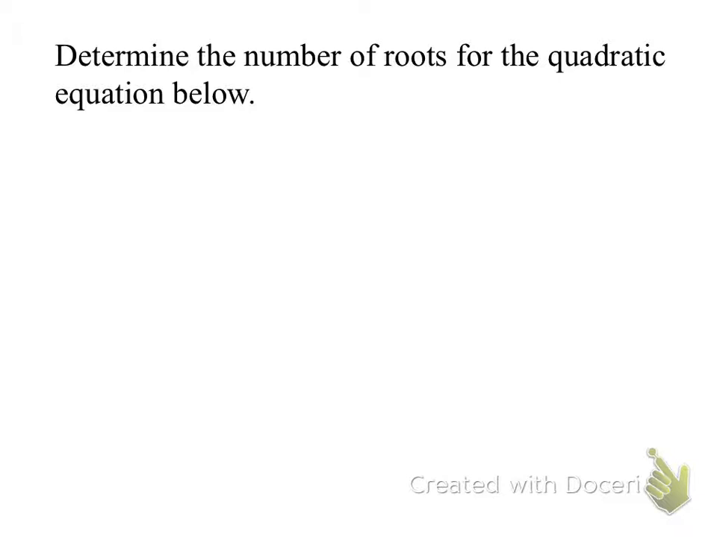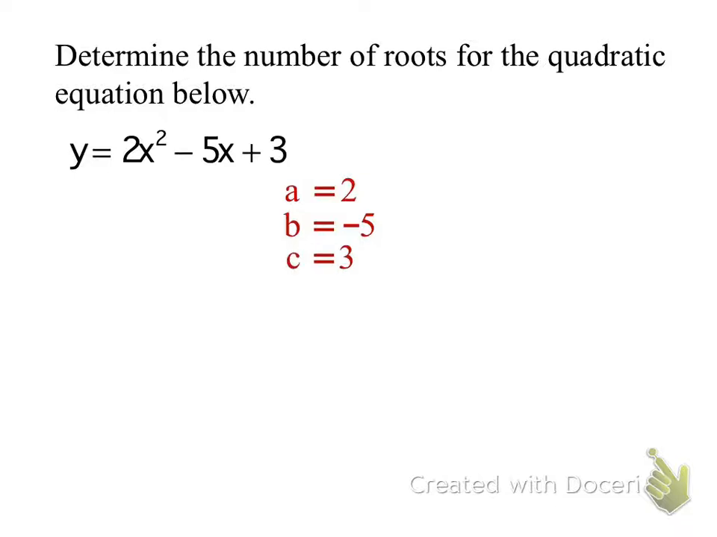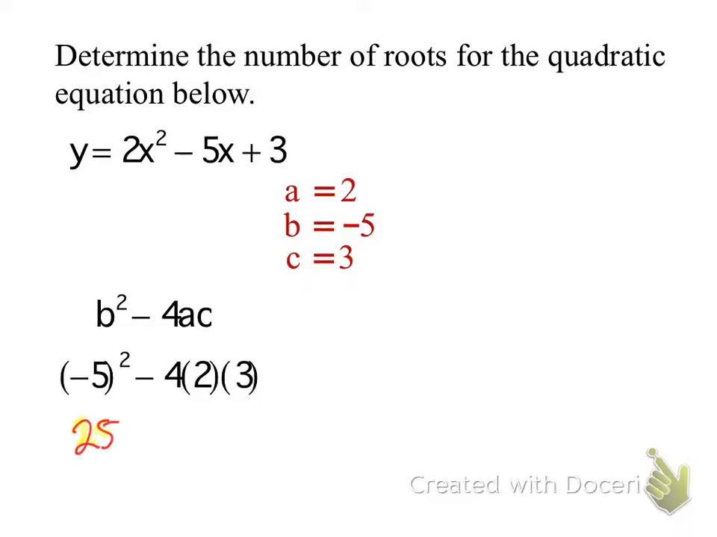So determine the number of roots for the quadratic equation. We find our a, b, and c. A is 2, b is negative 5, c is 3, and we substitute it into what? B squared minus 4ac. So negative 5 squared minus 4 times 2 times 3. And then we have 25 minus 8 times 3, which is 24. It's 1. So how many roots am I going to have?